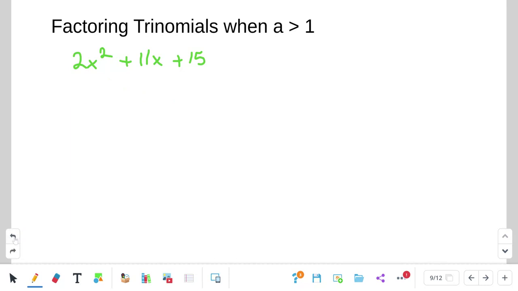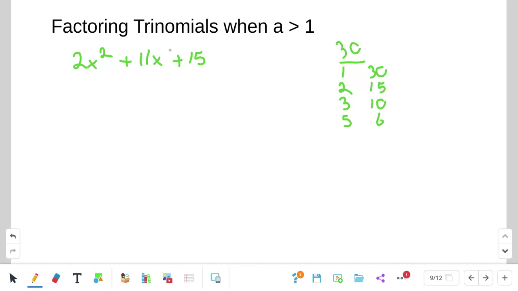Here's what you do first in this process. Take the first number and the last number, 2 and 15 in this case, and multiply them together and write all of the factor pairs that multiply together to get that number. Okay, so there's all the factor pairs. Okay, now what I'm going to look for now is a pair of numbers over here that adds together to get the middle number, 11x.